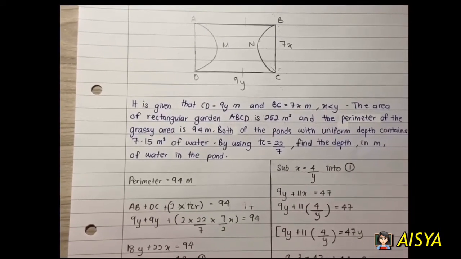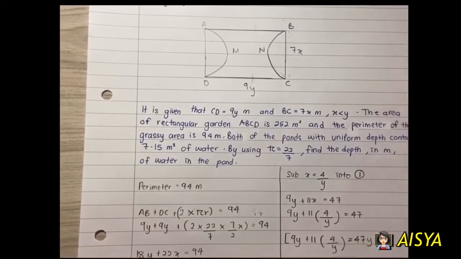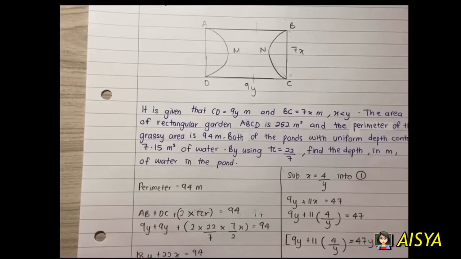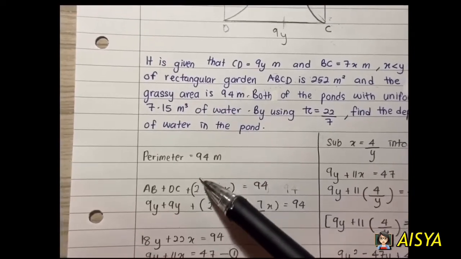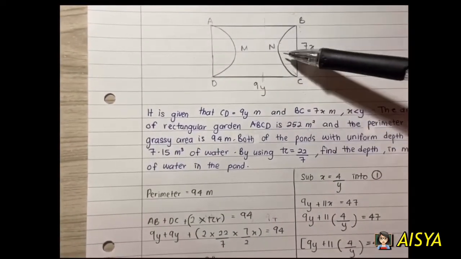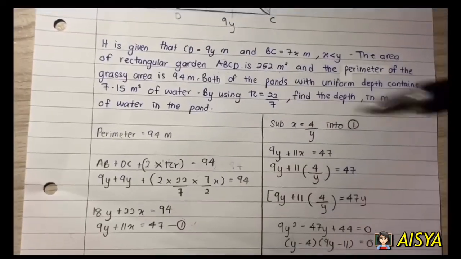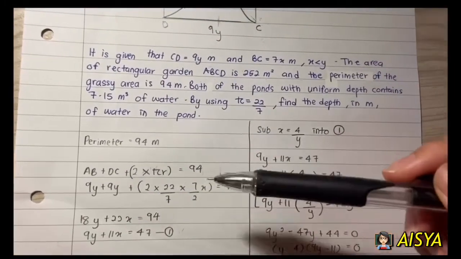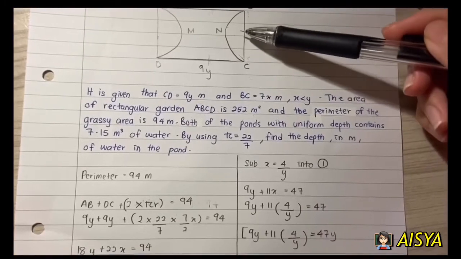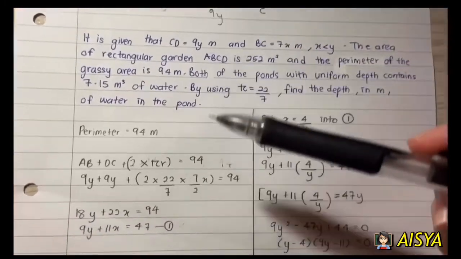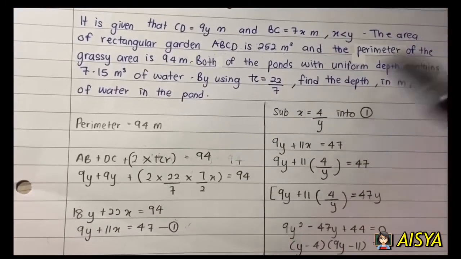So to get a semicircle, you have to divide by 2, and then you will get pi r, but you have to times 2 because there are 2 semicircles. And then just replace the value. For radius, you have to divide by 2 because this is the diameter. To find the radius, you divide by 2, and then you will get the first equation.